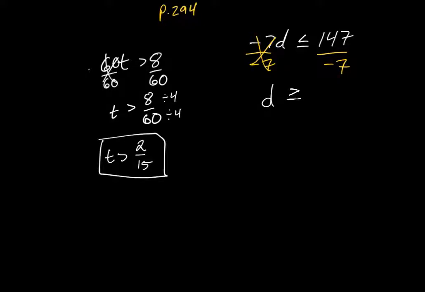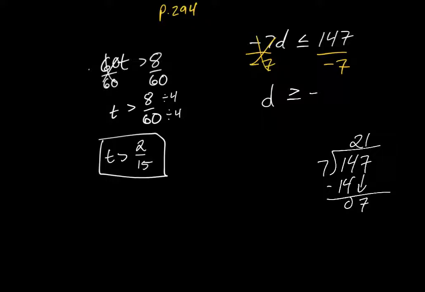And now I have to do 147 divided by negative 7, which is going to be a negative, because a positive divided by a negative is going to be a negative. So let's run through and do 147 divided by 7. 7 goes into 14 2 times. 7 times 2 gives me 14. Put a 0, bring down the 7. 7 goes into 7 one time. And so my answer is D has to be greater than or equal to negative 21.